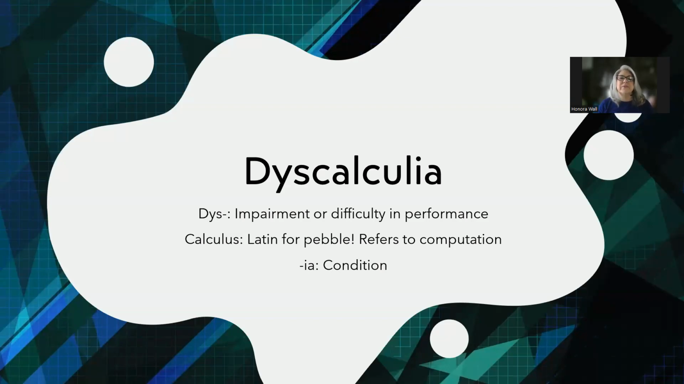Hi, thanks for joining me while we talk about the math learning disability and how you say it, what it is. So let's break apart this word. If you look at that prefix of dis, that's an impairment or difficulty in performance. And the root calculus is actually the Latin word for pebble. And in ancient times, they would use pebbles for adding and subtracting. So it refers to computation, and that suffix at the end, that is a condition. So the math learning disability is the condition of having an impairment or difficulty in computation.